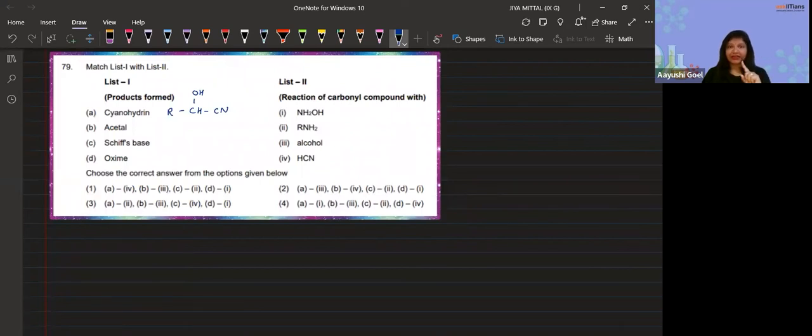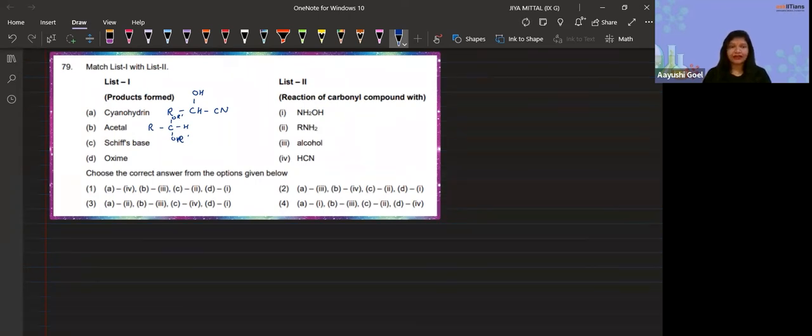Second we have acetal. There are two types: one is ketal and second is acetal. Acetal is for aldehyde and ketal is for ketones. So acetal is basically like this: R, C, H, with OR dash and OR dash. Technically, it is when two ether groups are present on the same carbon. That is called your acetal.